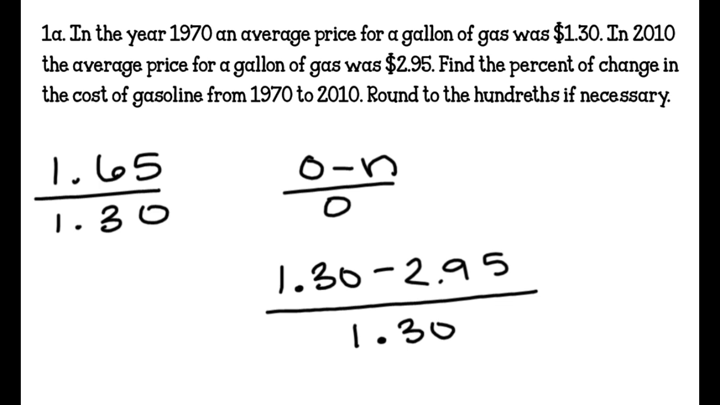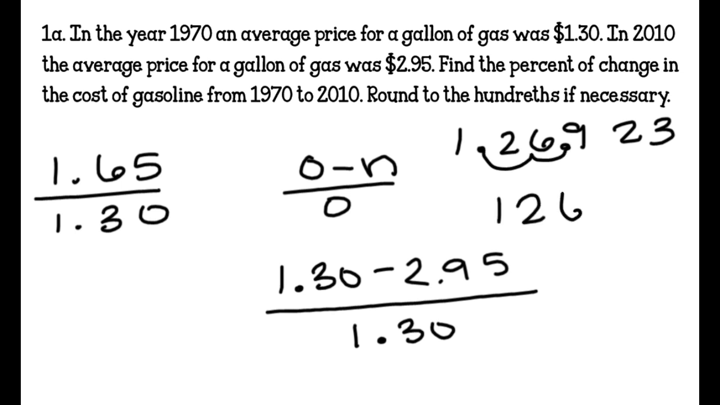When you do that, you get, okay, I'll show you what the calculator says. It says 1.26923. I'm going to finish there. Okay, we are talking about the percent of change. So when we're talking about percents, we move our decimal over 2. So this is 126.92%, or 126 and 92/100ths%.